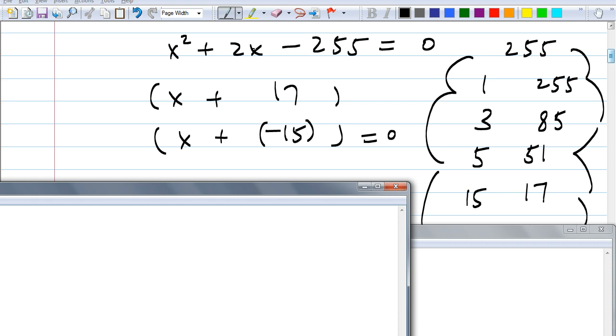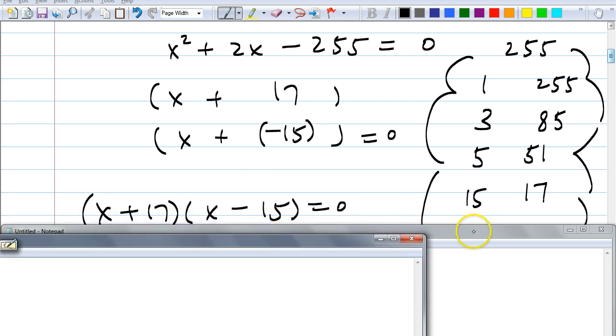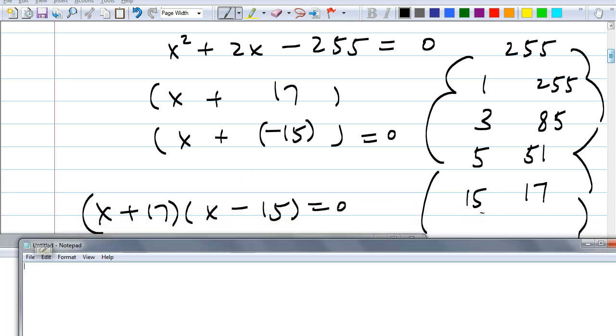Carly, question? Aren't they supposed to be negative? Which one? The integer. Right, so let's, very good. Hold on to that thought. So this is only true when, okay, first of all, let me write this down. X plus 17 times x minus 15 equals 0. Okay, of course, we know this is only true when, right?